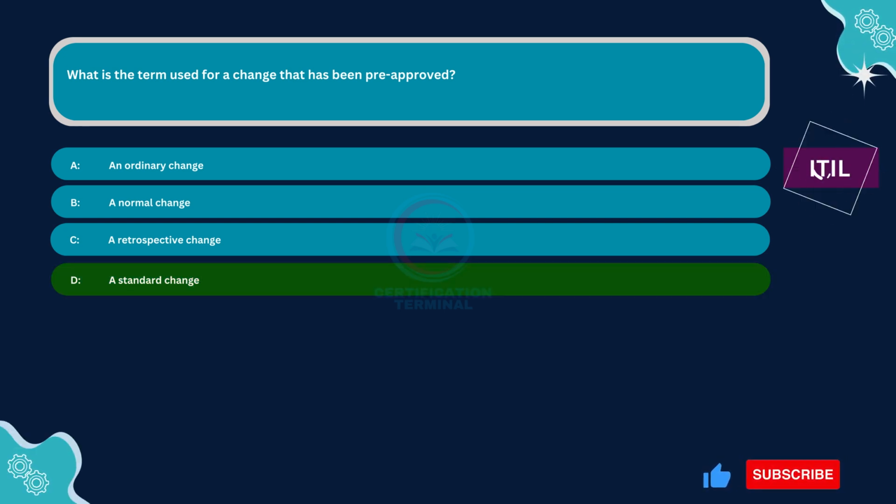A standard change is a predefined, pre-approved change that follows established procedures and does not require a formal change approval process. These changes are routine, low risk, and frequently occurring, making them suitable for pre-approval to expedite implementation.